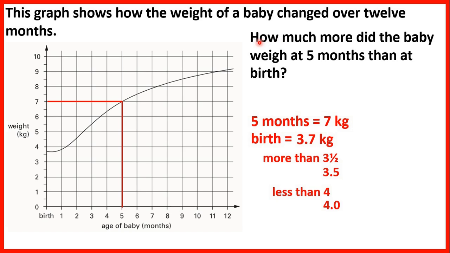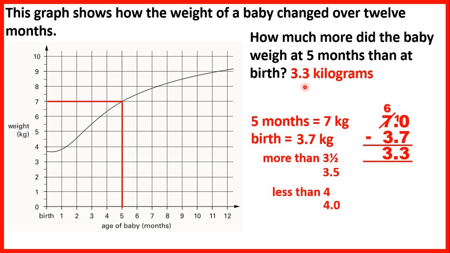Now the question asks how much more, so we need to find the difference. And to do that, we can subtract. So remember, 7 is the same as 7.0. If you're subtracting a decimal from a whole number, you can put a 0.0 on the end, and then that gives us 3.3. So our answer is 3.3 kilograms. You also get the mark for 3.2 or 3.4.